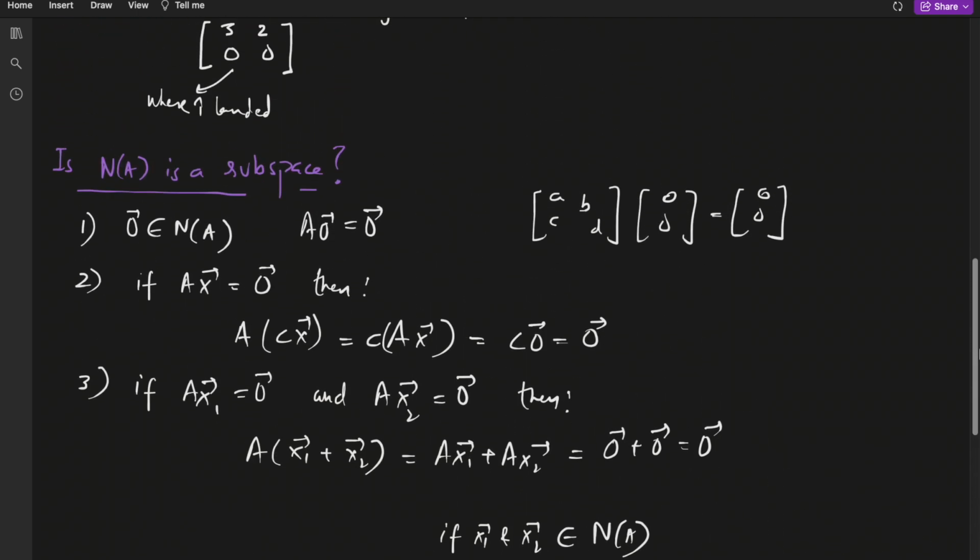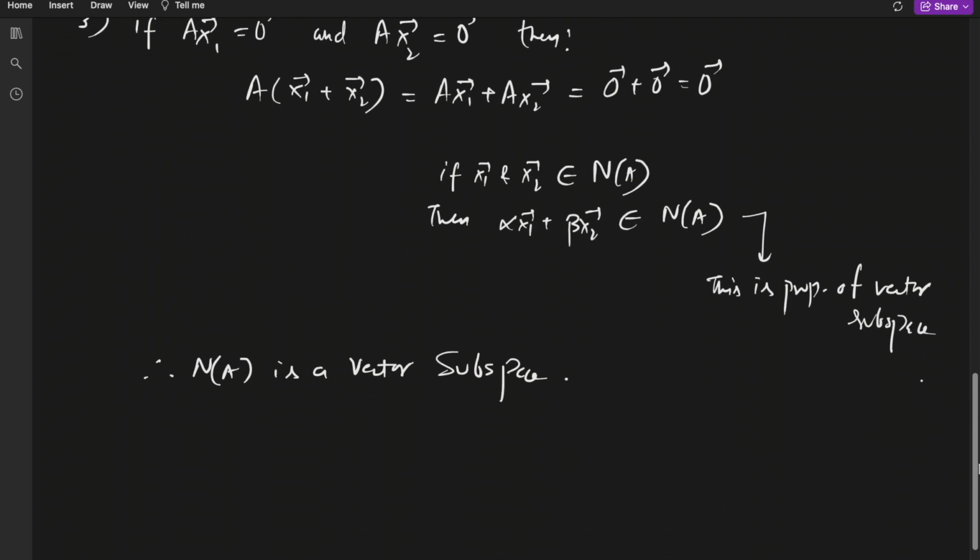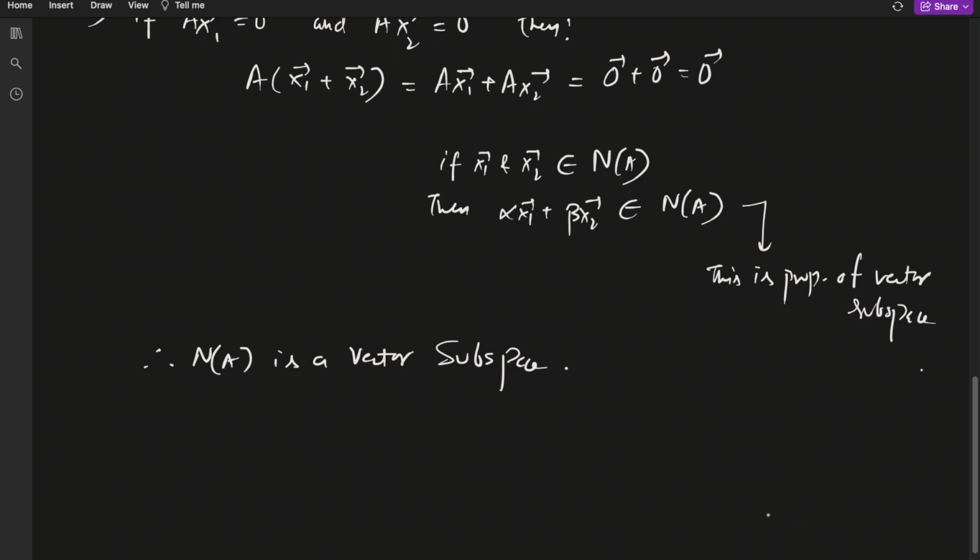So we have proved that the null space of A is a vector space, and we have already seen that the column space is also a vector space, because there also the column space contains the zero vector, and the linear combination of two vectors belonging to the column space also belongs to the column space. If two vectors belong to the column space, then their linear combination also belongs to the column space.